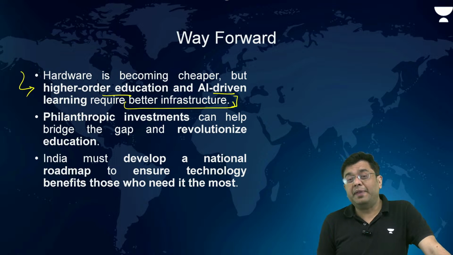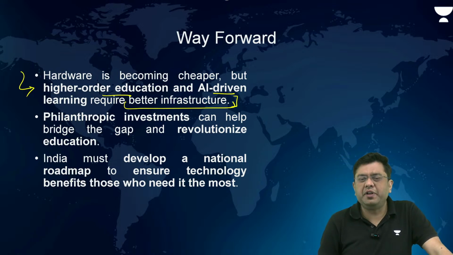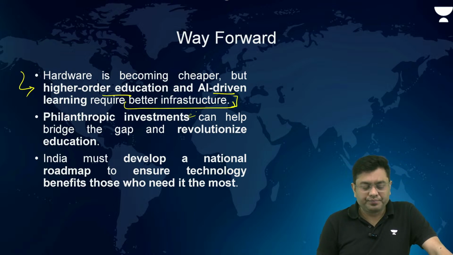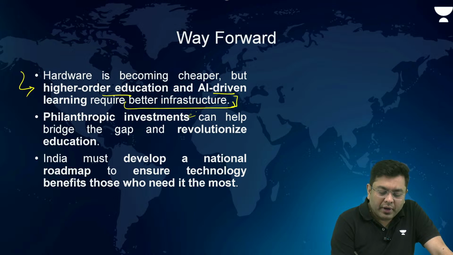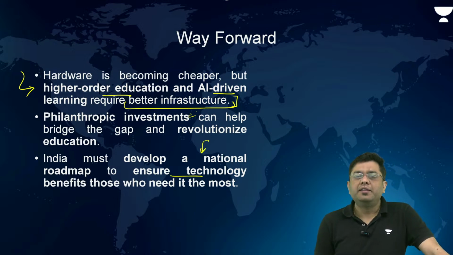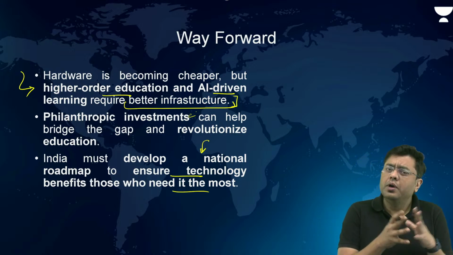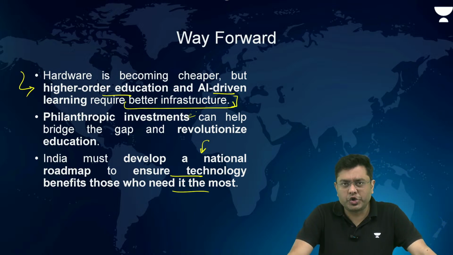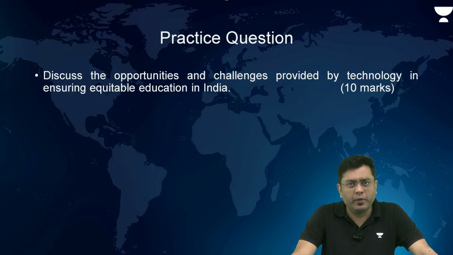Now, how do you develop that? That is where CSR activities, philanthropic approach and investment can bridge the gap. Industry to institute connect, right? Now, India must develop a national roadmap to ensure that technology benefits those who need it the most. You merge the requirement of technology and the requirement of education. Something we have covered in AI as well. That is where you have a similar roadmap going ahead.